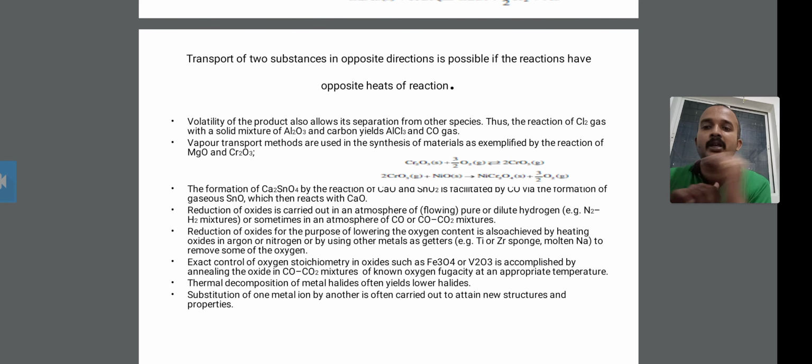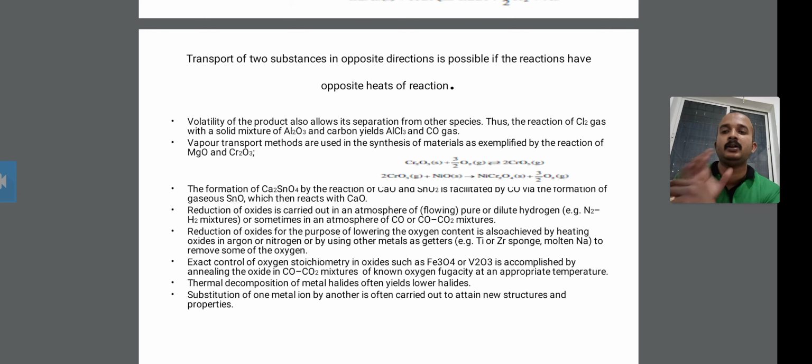Then next is the transport of two substances in the opposite direction. It is possible if the reactions have opposite heats of reaction. Therefore this last sentence is about the typical transport reaction equilibrium. This is the transport reaction of two substances in the opposite direction. Look at this.